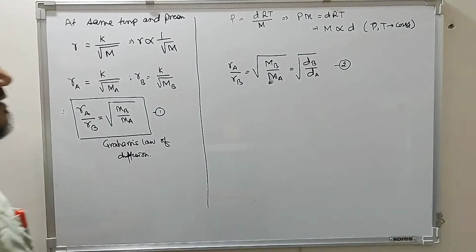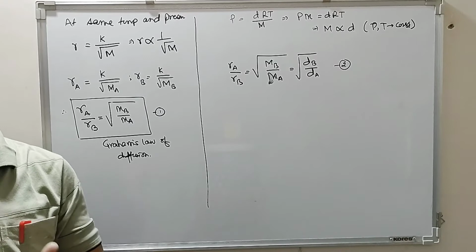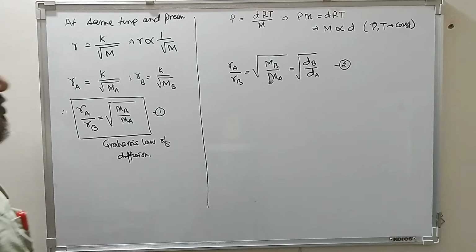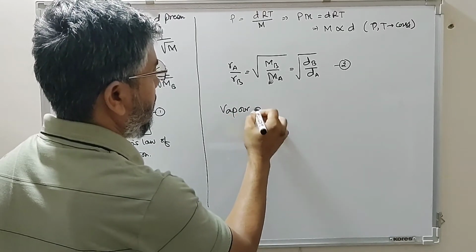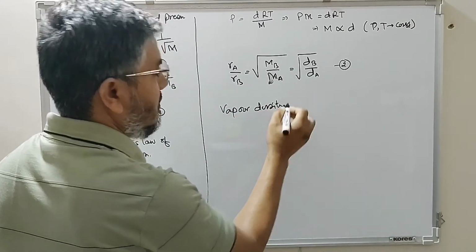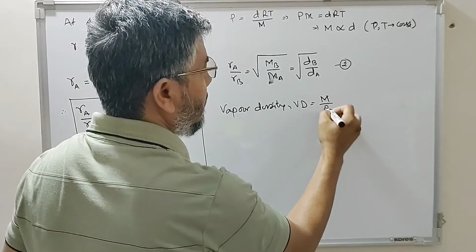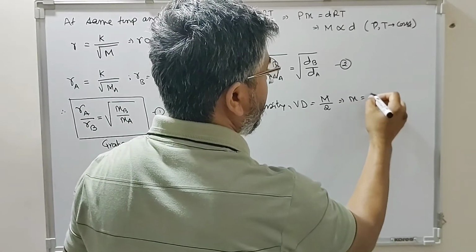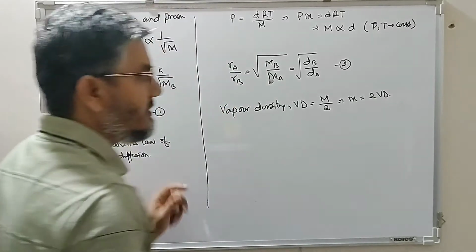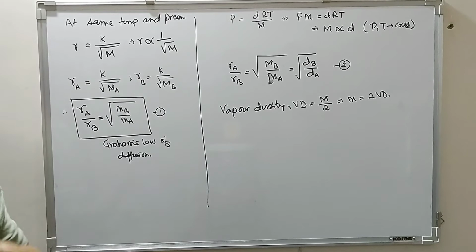Now look at this again. In the previous chapter, the first chapter, we defined a term known as vapor density. The vapor density of a gas is equal to half of its molecular mass, or we can say molecular mass is equal to 2 times its vapor density. So we can also replace the molecular mass in terms of the vapor density, provided the vapor densities of the gases are mentioned to you.